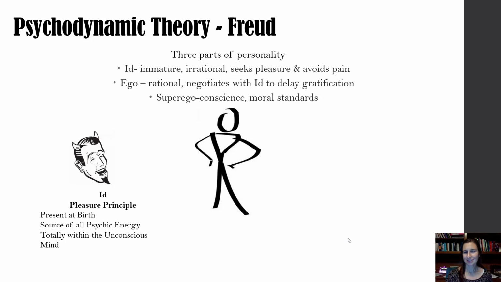Now, once we start to interact with the world, we start to develop our ego. And our ego is based off of the reality principle. Basically, the ego tries to rein in the id and starts to control the id. And now the person starts to have just a little more patience and things like that.